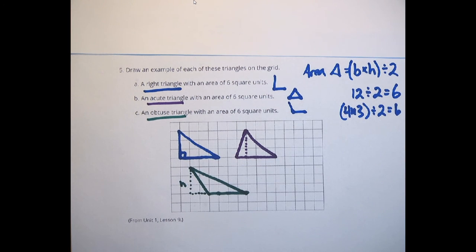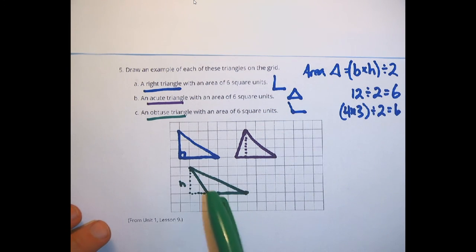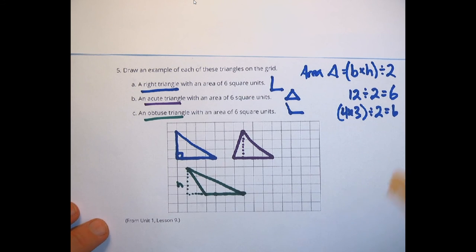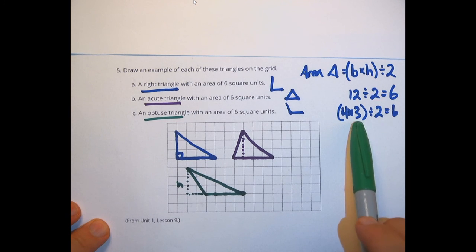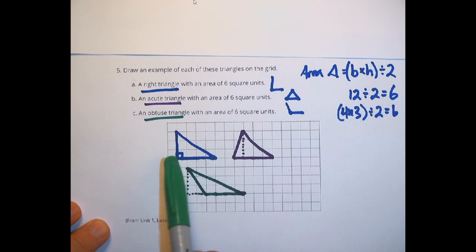So those are 3 triangles: right triangle, acute triangle, obtuse triangle. They all have an area of 6 because their base times their height is 12 divided by 2 equals 6. Base 4, height 3, base 4, height 3, base 4, height 3.